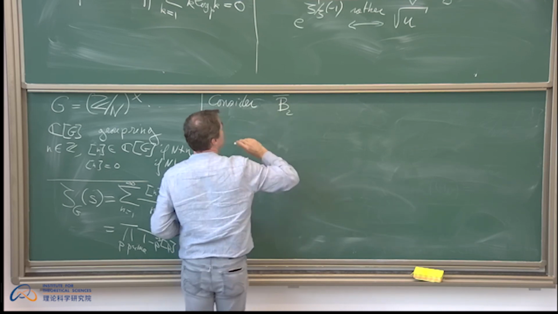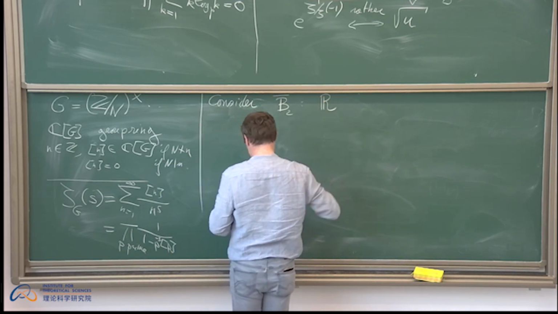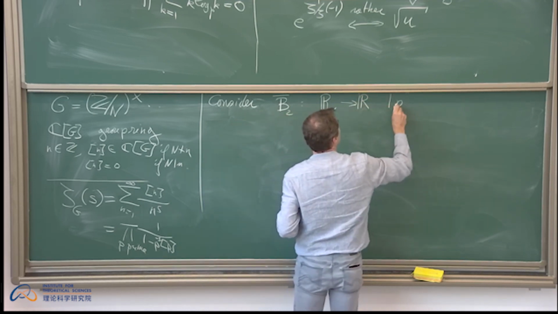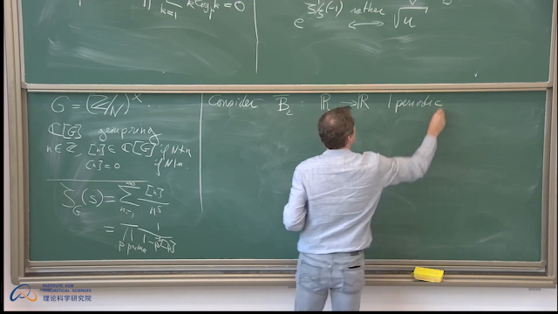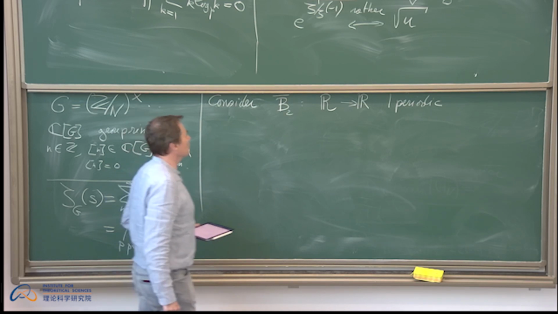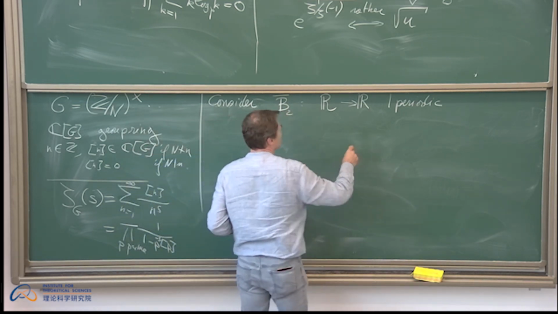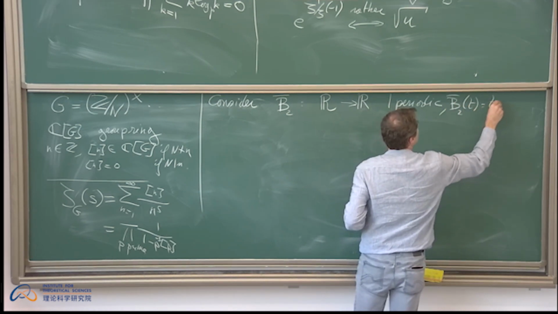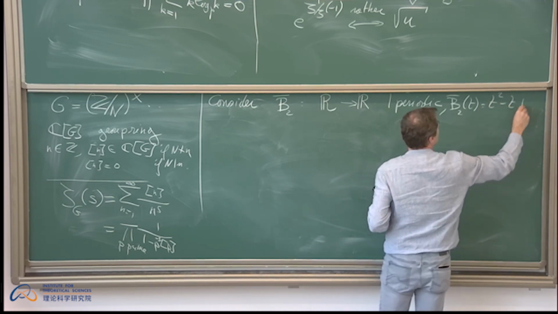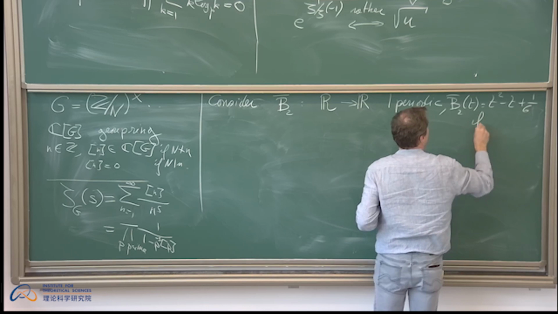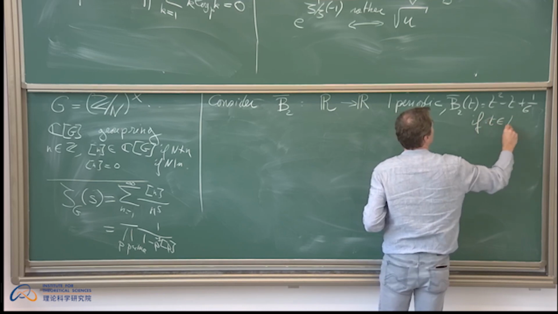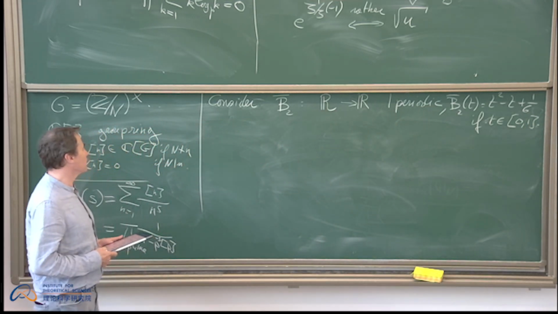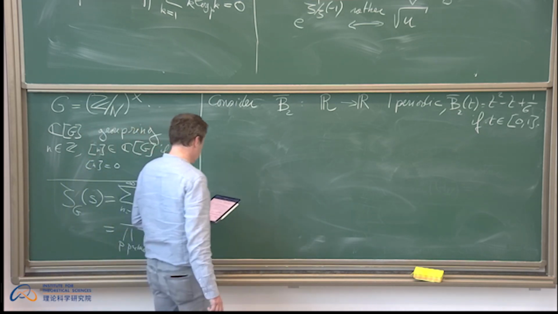P2 bar, which is a function from R to R, not periodic, and which to t associates t square minus t plus 1/6 if t belongs to [0, 1). So what I said, otherwise it's 1 periodic. And the formula is the following.